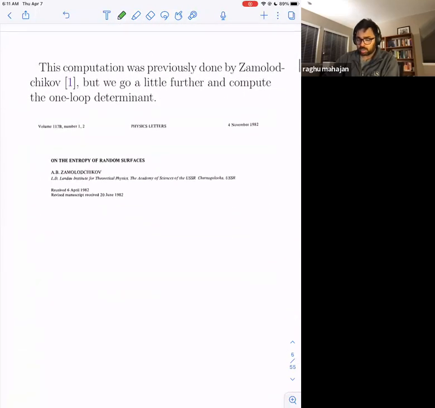Okay, a similar computation was done a long time ago by Zamolodchikov in this paper on the entropy of random surfaces in 1982. But this was a short paper which had the main idea, but didn't compute all the numbers, like all the prefactors, the order 1 constants. So we go a little further and compute the one loop determinant. But I want to say that the basic idea of the calculation is already in this paper from 1982.